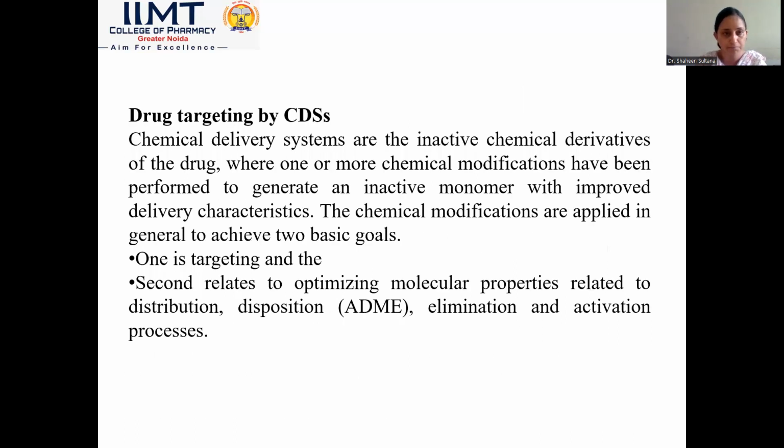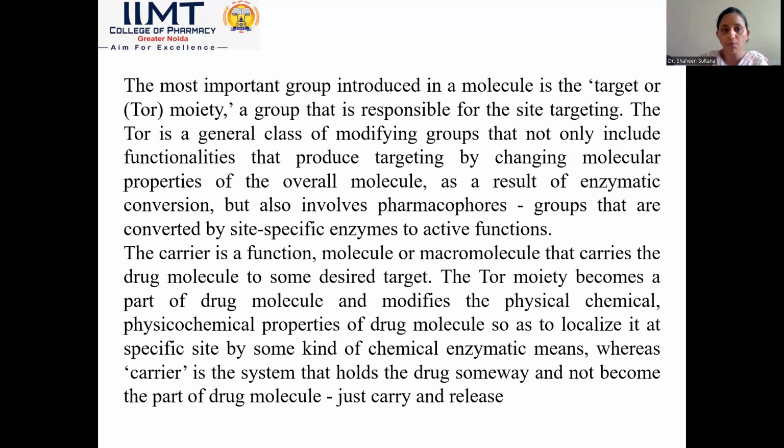Now, drug targeting by the CDS, the chemical delivery system. Chemical delivery systems are inactive chemical derivatives of a drug, where one or more chemical modifications have been performed. But after metabolism, they will form an active moiety that will show improved delivery characteristics. The chemical delivery system has two basic goals. One is targeting, and the second is to modify the distribution, elimination, and activation of the drug molecule.